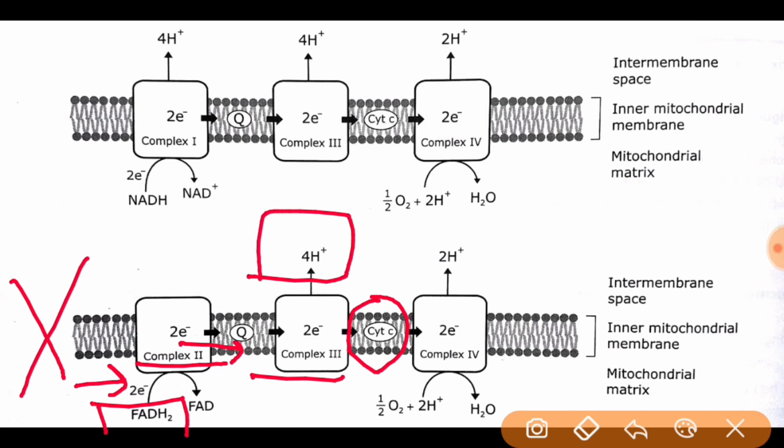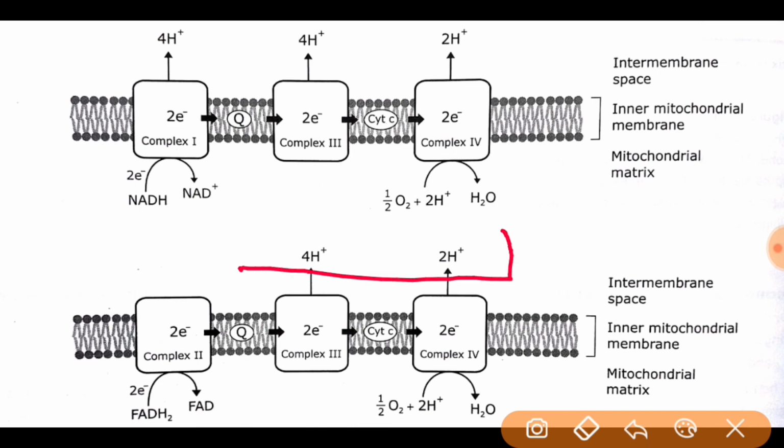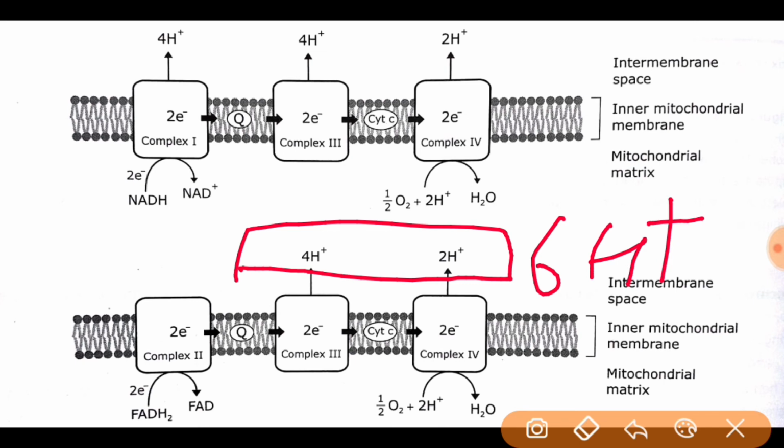Then the electrons from the cytochrome C are accepted by the complex 4, in which these are ultimately accepted by oxygen, which leads to the formation of water. And in this process 2 protons are pumped out by the complex 4. So in the case of FADH2 there is pumping of a total of 6 protons. So 1 FADH2 will pump out 6 protons from the matrix into the intermembrane space.